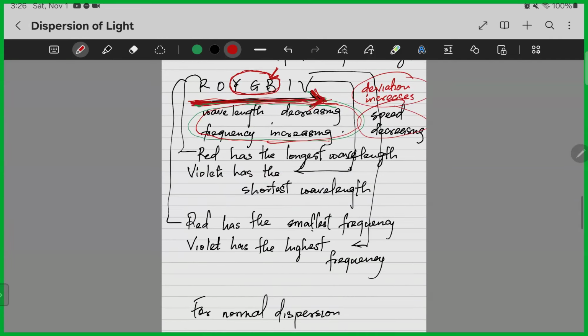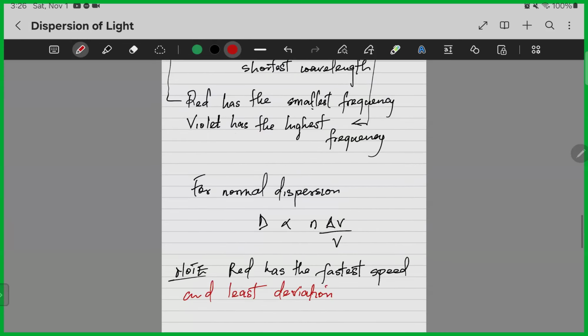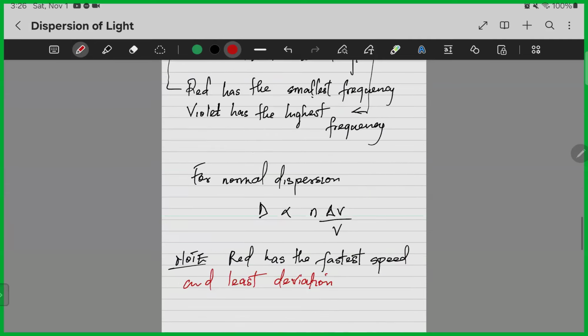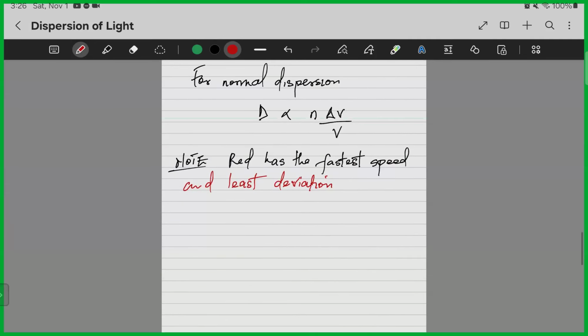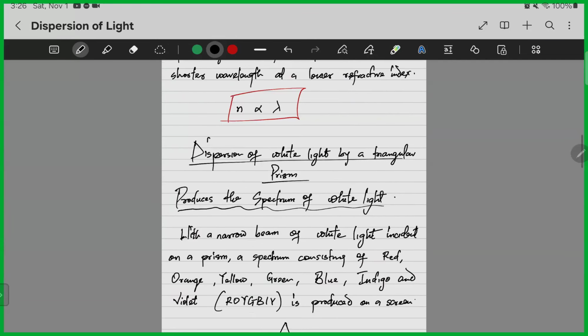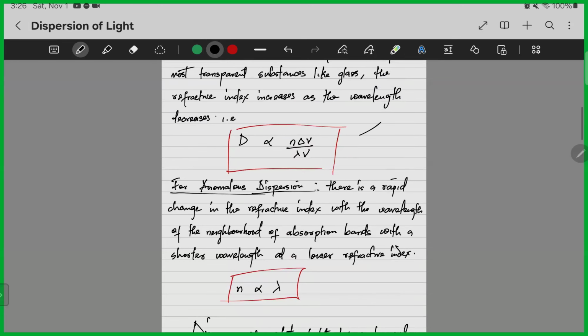So that gives you 4 things now that you can easily use to answer questions. As you know ROYGBIV, you can just use those 4 things to answer questions. So note that. And since deviation is inversely proportional to, let me write it in black, lambda, from what we've written before, over here, for normal dispersion, see it right here.